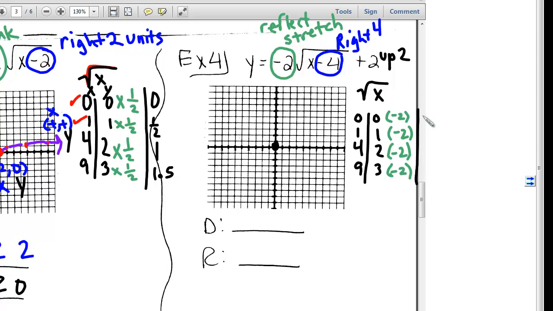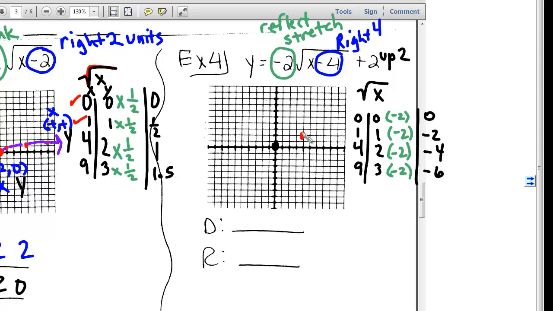So 0 times negative 2 is 0. 1 times negative 2 is negative 2. 2 times negative 2 is negative 4. 3 times negative 2 is negative 6. My new point is going to be located 4 to the right and up 2. So this is the point that I will do my new movement on.